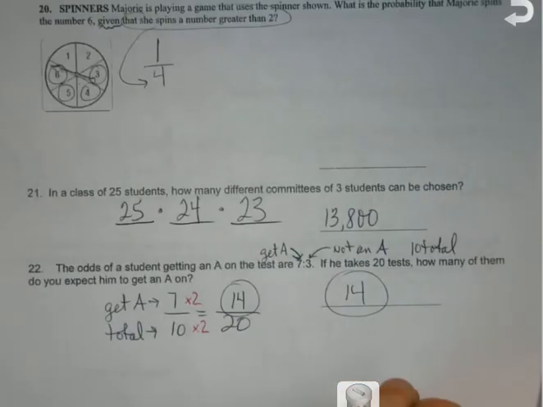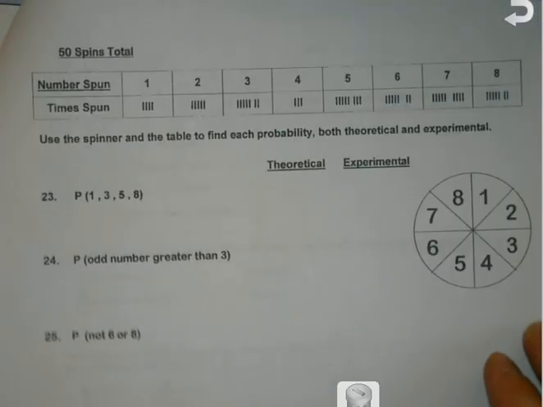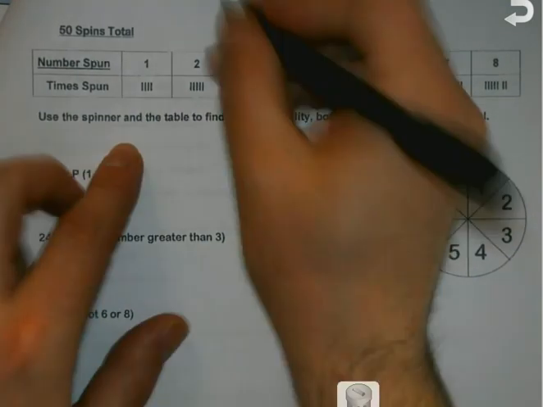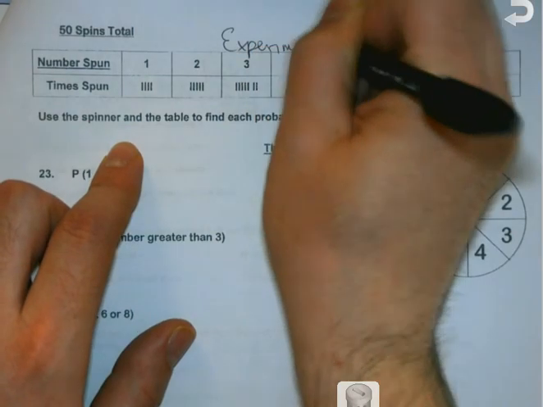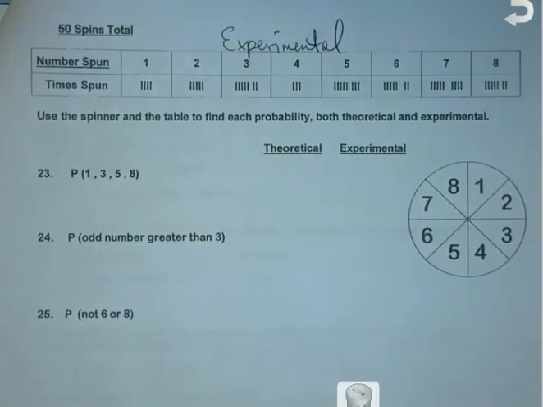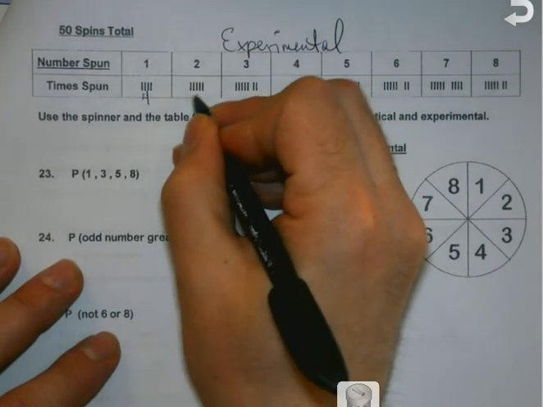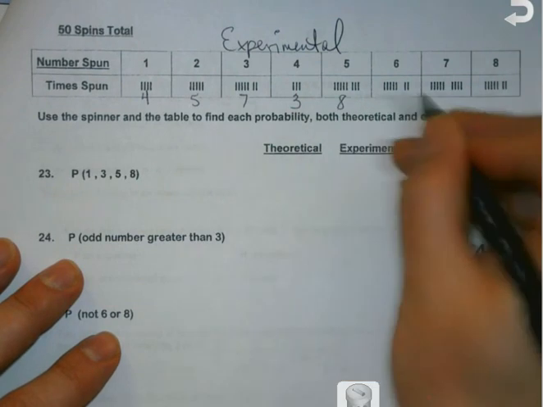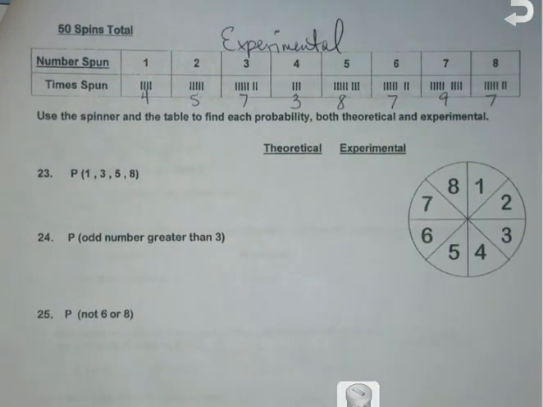And the last thing, experimental and theoretical probability. Now up here, this is my experimental. I actually spun a spinner 50 times to get all of these. So again, these values represent the number of times I got each of these numbers when I spun the spinner. They'll add up to 50.